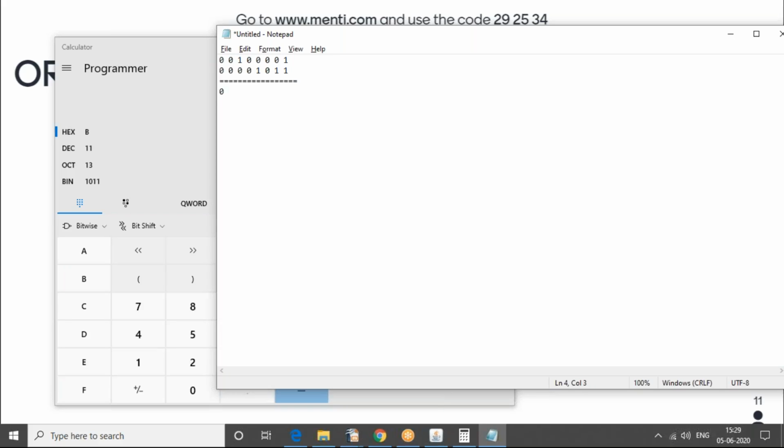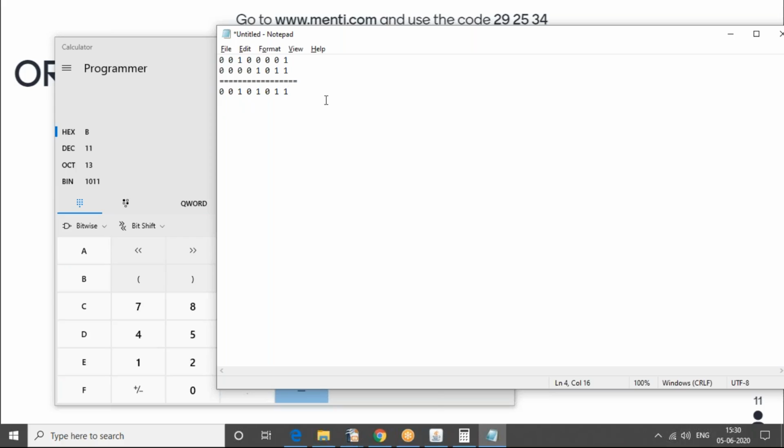So you have to OR every bit vertically. 0 or 0 is 0. 1 or 0 is 1. 0 or 0 is 0. 0 or 1 is 1. 0, 0, 1. 1 or with 1 is again 1. So you will get 0, 0, 1, 0, 1, 0, 1, 1. 1, 0, 1, 1 is B. This part is B.